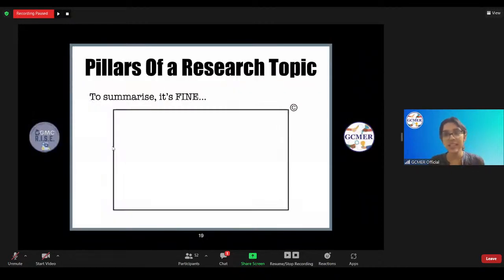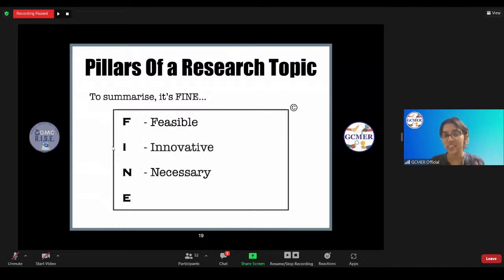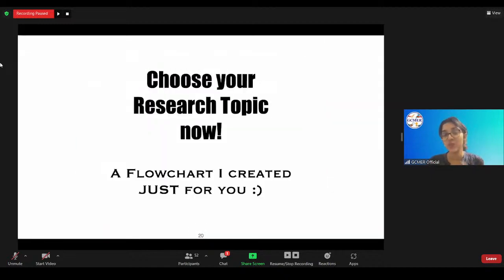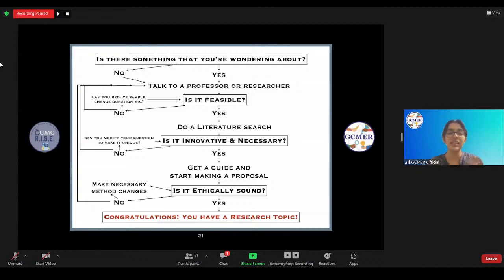So to summarize all of this, that is the first section of today's webinar. The feasibility, the innovativeness, the necessity, the ethics, and the enthusiasm are all very important when you're choosing a research topic, right? And other than this, I've created this flowchart which you can use to choose your research topic, which basically gives you a feedback loop and everything. It might help you, and you can take a screenshot of this.